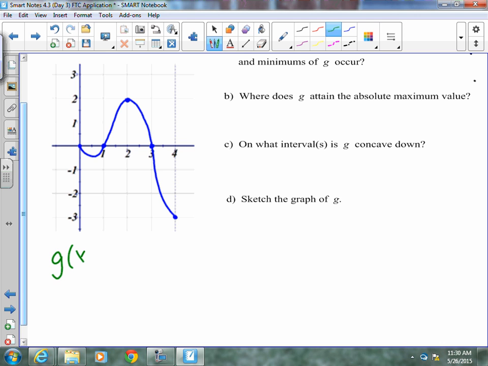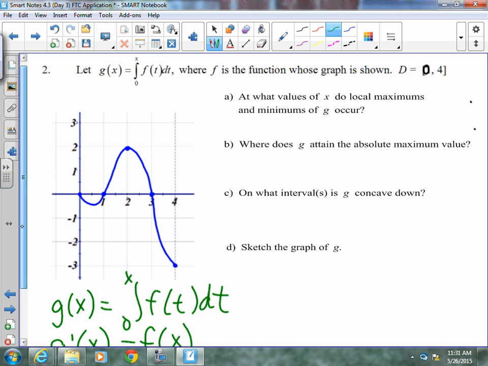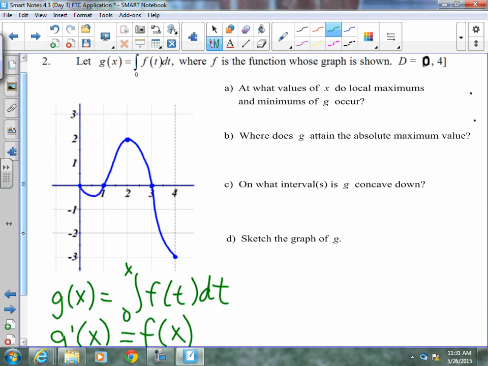Well, if g of x is our integral from 0 to x of f of t dt, to find a maximum, we need to look at the derivative. Well, the derivative of g of x, based on FTC part 1, will be f of x. So we need to know when f of x changes, for a max from positive to negative, and for a min from negative to positive. So there's a maximum at x equals 3 and a minimum at x equals 1.